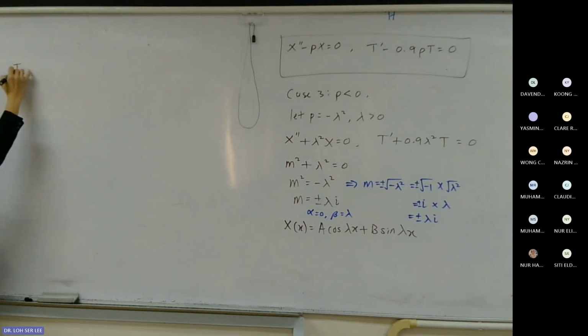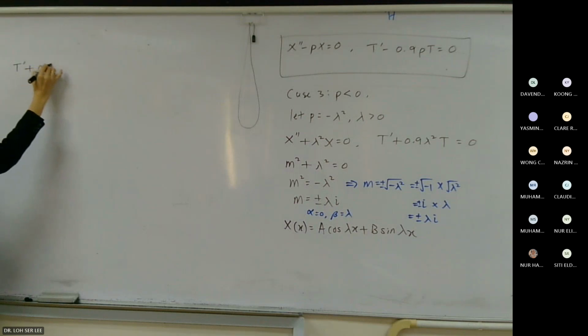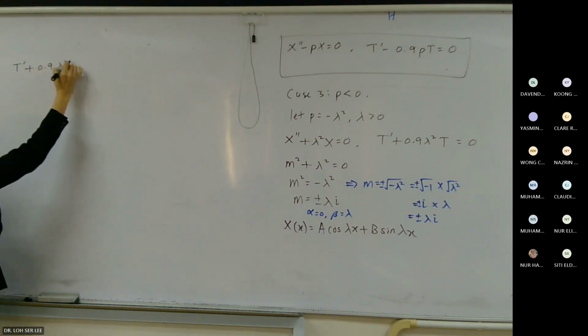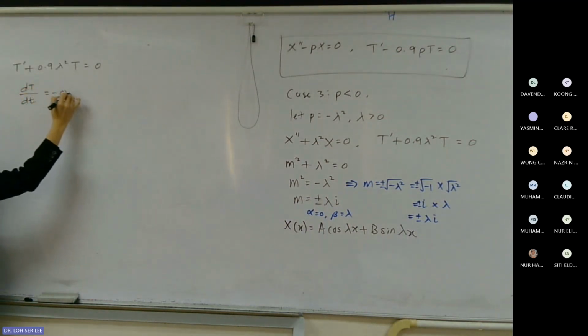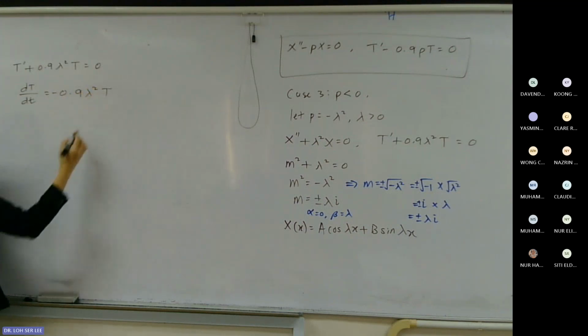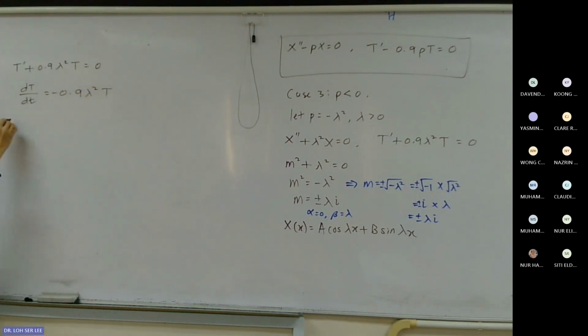For the second equation, write the t prime as dT over dt. Move this to the right. Separate. Okay, then separate.